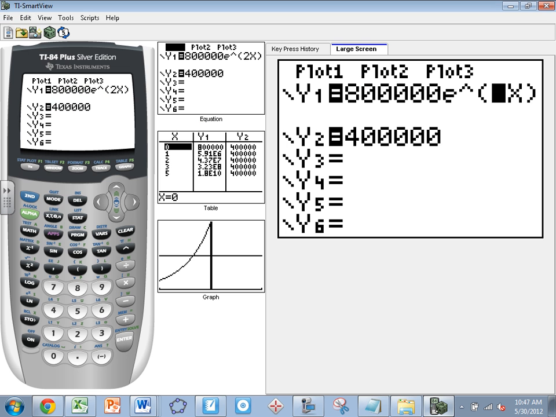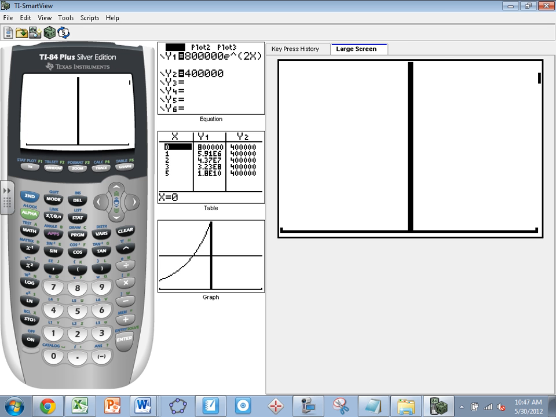Negative 0.0668x, close parentheses. Is this supposed to be two straight lines? Well, let's see what it looks like. If we just did graph on the units we had earlier, on this one, we're going to see that's our original function, and there's the other one, right?